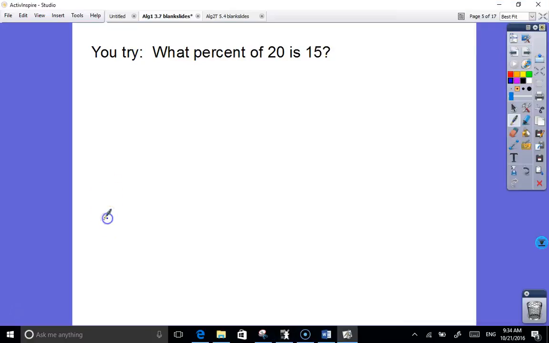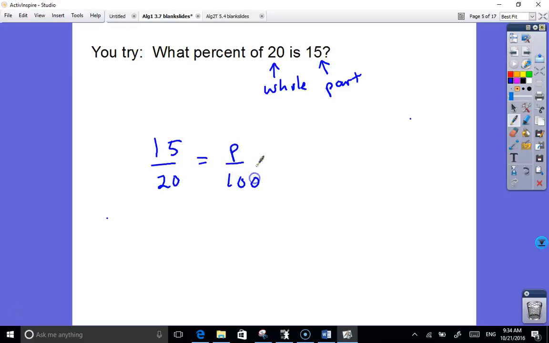So do this one. What percent of 20 is 15? 75. Wow, that was quick. So the part is to the whole as the percent is to 100. So P equals 15 over 20 times 100. And we've already had that answer. Thank you, Adam. 75%.